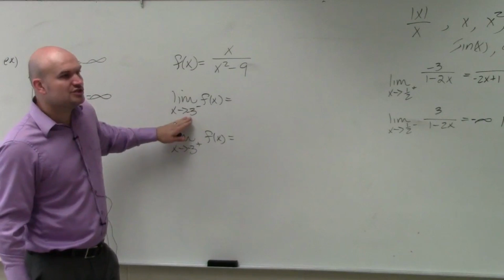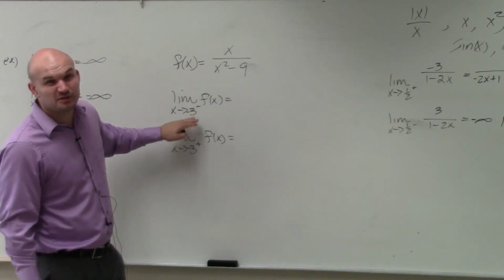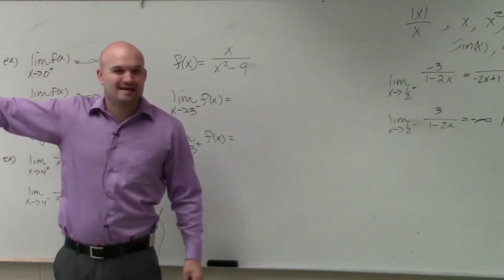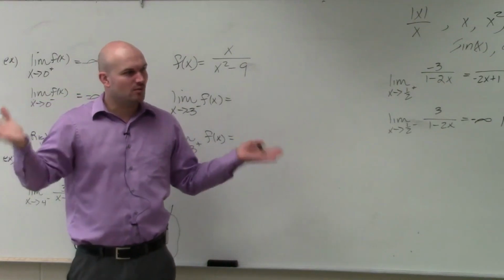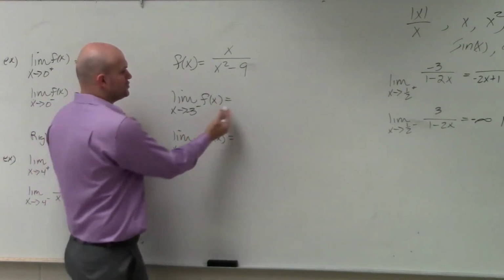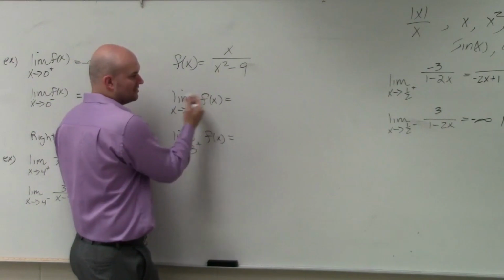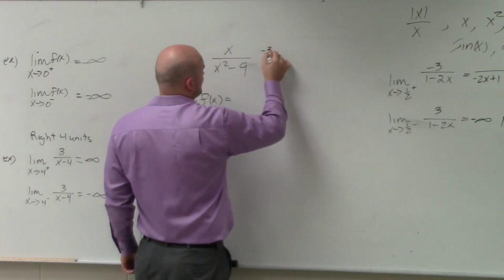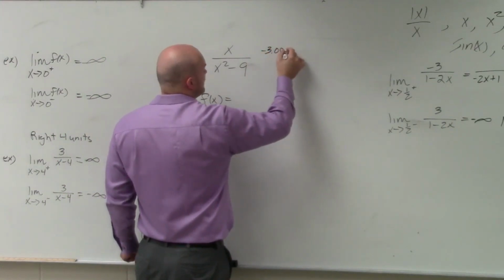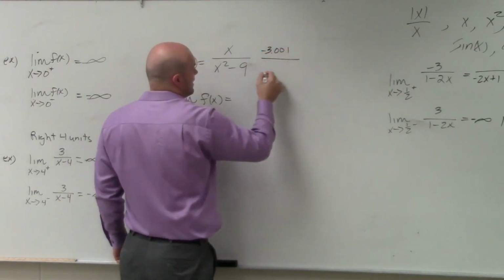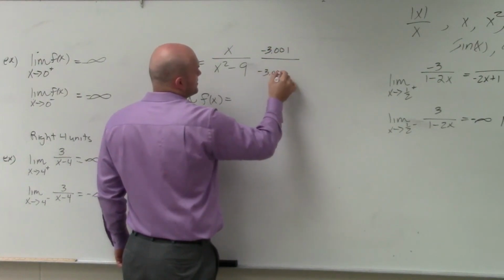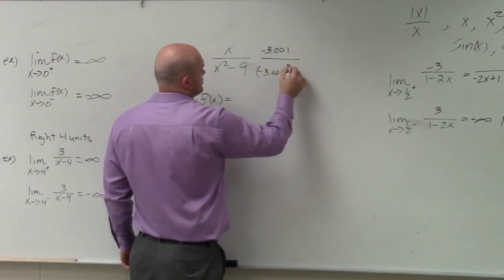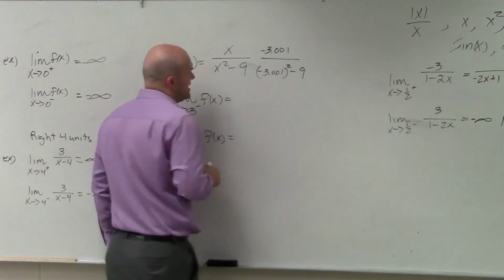What we can do is just choose numbers that are really, really close. So rather than doing a whole table like we did, just pick one value that's really, really close. From the left-hand side, we need to pick a value that's more negative than negative 3. So if I plugged in negative 3.001, and then negative 3.001 squared minus 9.